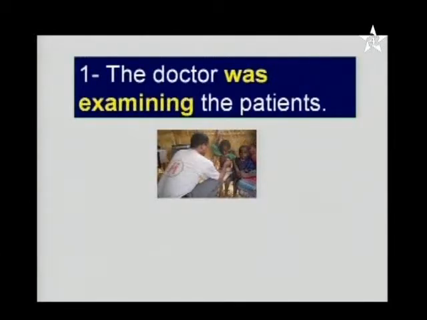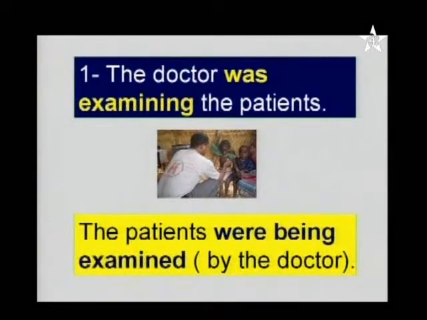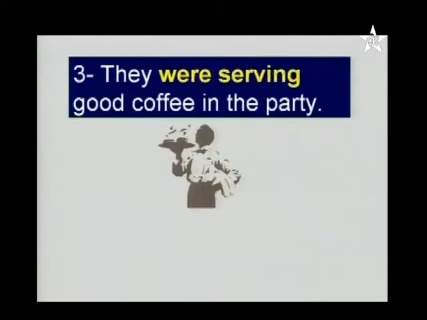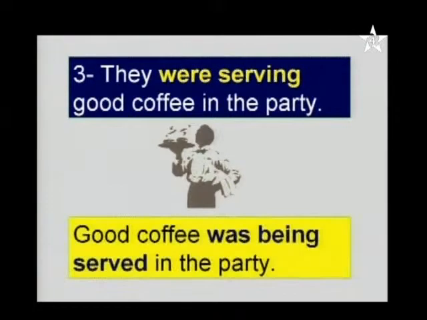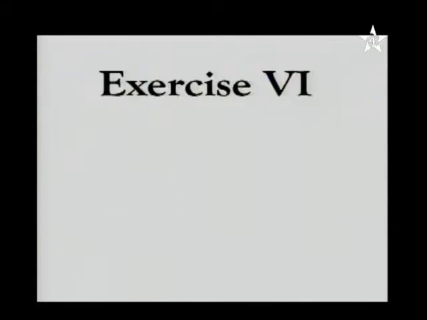Correction. The doctor was examining the patients. The answer is: the patients were being examined by the doctor, of course. All right? Number 2, they weren't listening to music. The passive form is: music wasn't being listened to. Third example, they were serving good coffee in the party. So we said good coffee, what? Past progressive. Good coffee was being served in the party.